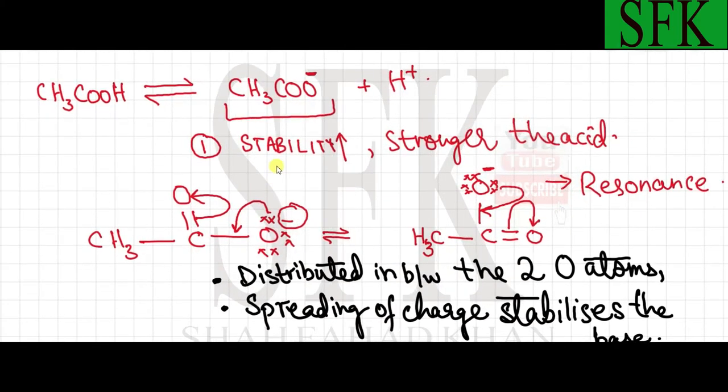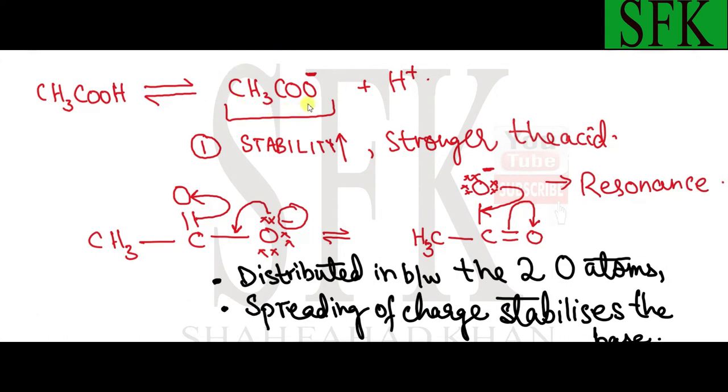That's because a more stable base is less likely to accept this proton back, and if it is less likely to accept the proton, then it is less likely to shift backwards. It is less likely to form the undissociated acid again. So the acid stays in the dissociated form, and the more the acid is dissociated, the stronger the acid.